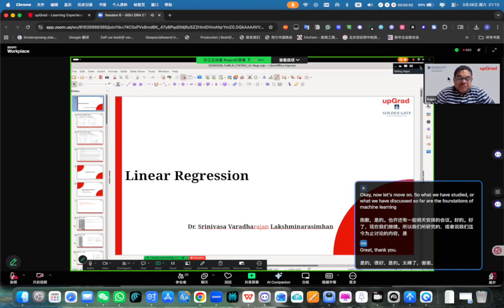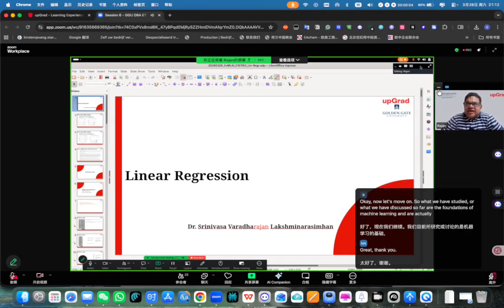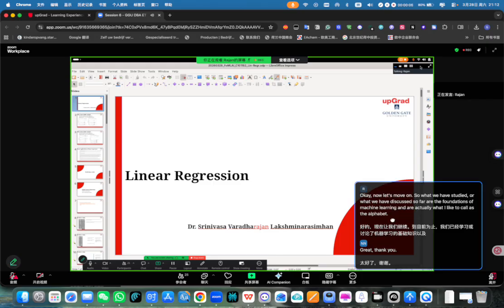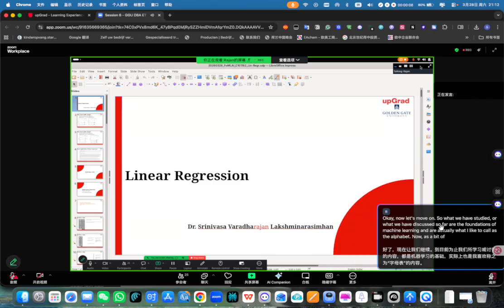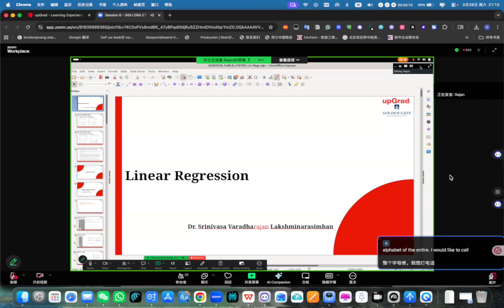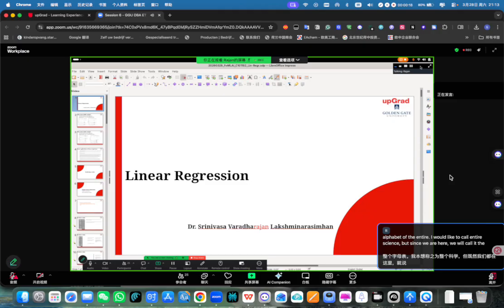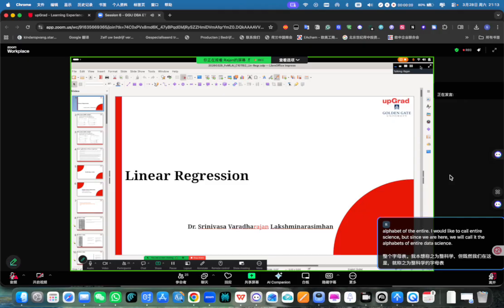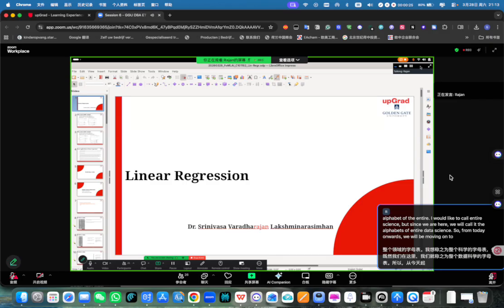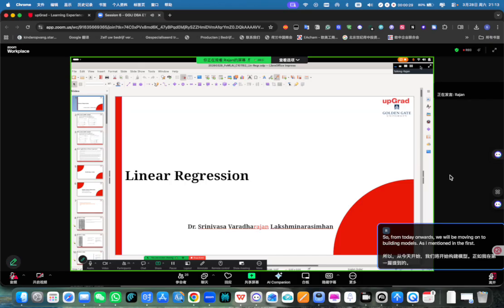These are actually what I like to call the alphabet of the entire science. I would like to call it the entire science, but since we are here, we would call it the alphabets of entire data science. So from today onwards, we will be moving on to building models. As I mentioned in the first and the second session, maybe a model is an idea.